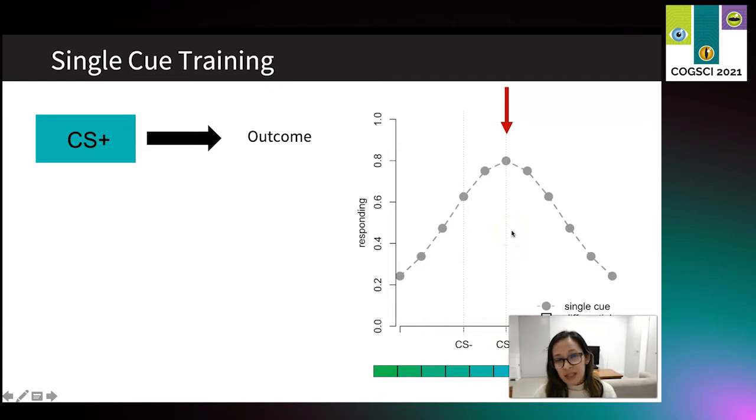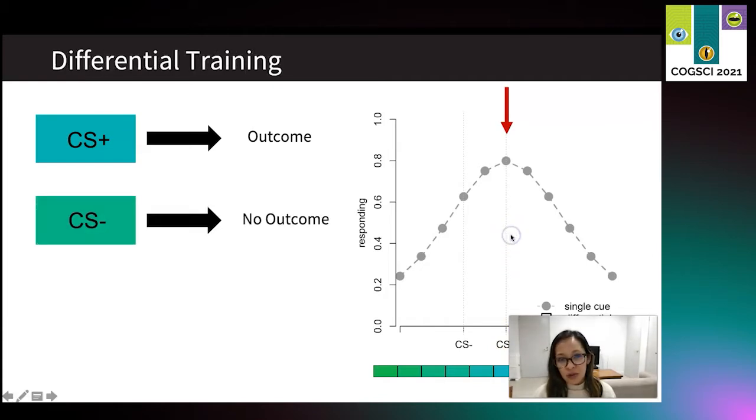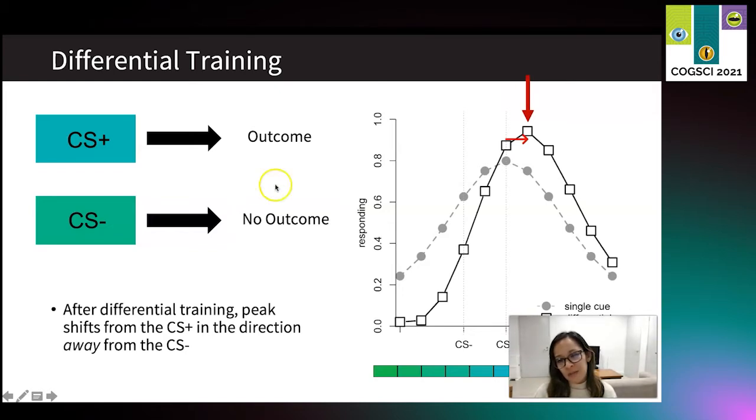Okay. Now, if instead of single cue training, we administer what's called differential training, here we have a CS+ that leads to the outcome, but also a CS- that leads to no outcome. Hopefully you'll be able to see here that the CS+ and CS- look very similar, but the CS+ is slightly bluer and the CS- is slightly greener. After this differential training, if we then administer the same generalization test, we sometimes get a gradient that looks like this. The peak of the gradient can shift from the CS+ to a novel stimulus in the direction away from the CS-. This is what we call the peak shift effect.